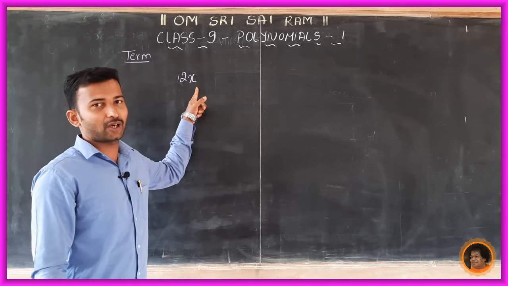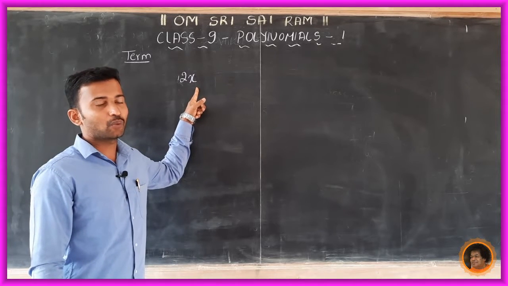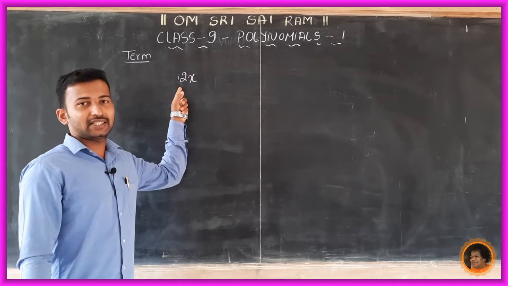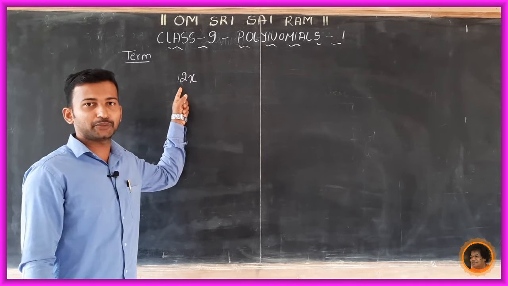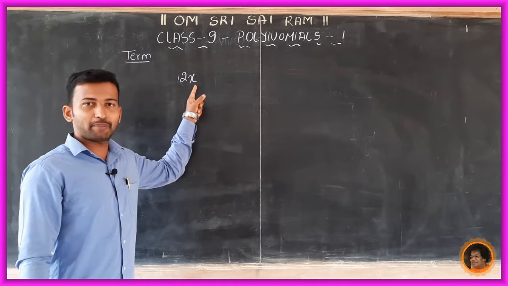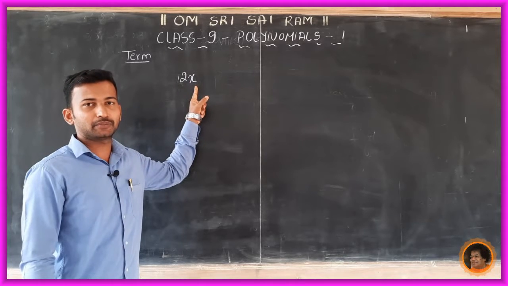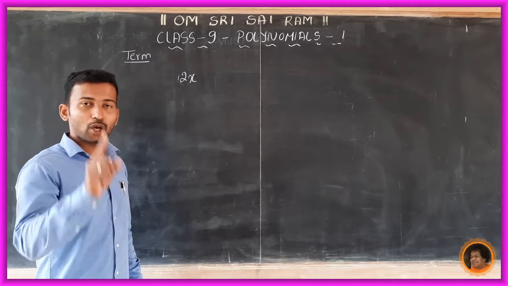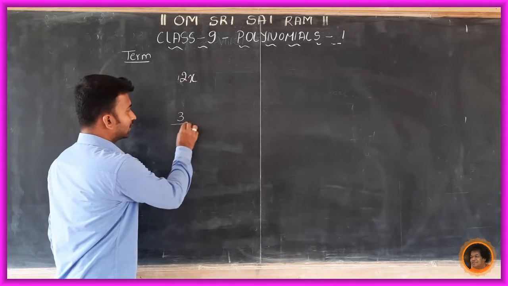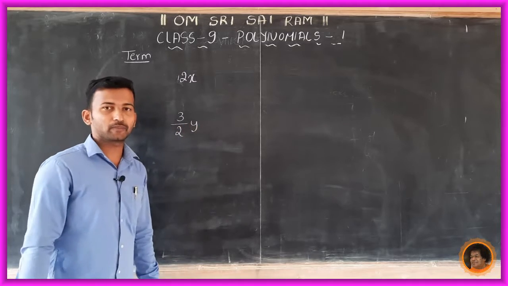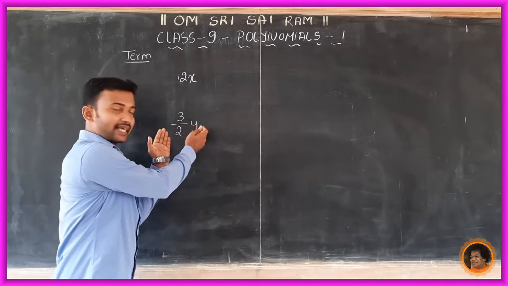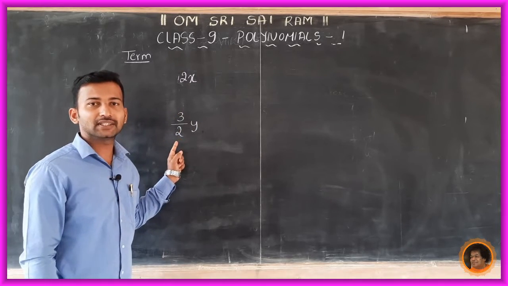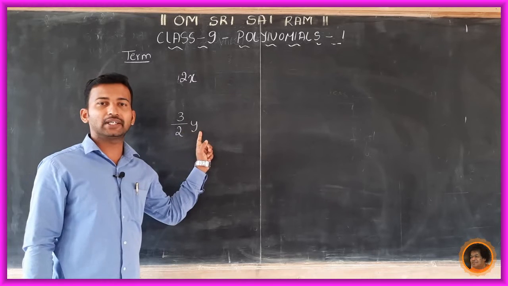By using previous knowledge, can you tell me what is constant and variable? Yes, constant has a fixed value. Variable has no fixed value. So these are called constant and variable. Consider one more example, 3/2 into y. In this example, 3/2 is called what? Yes, constant, and y is called variable.